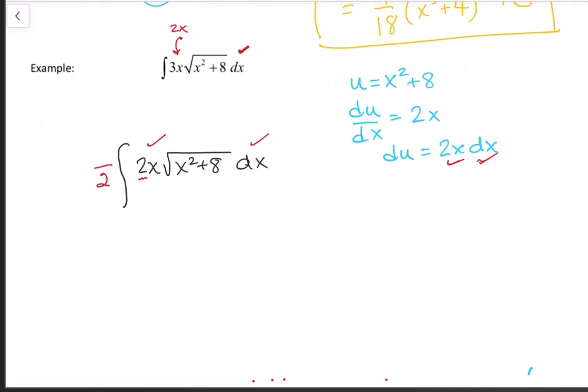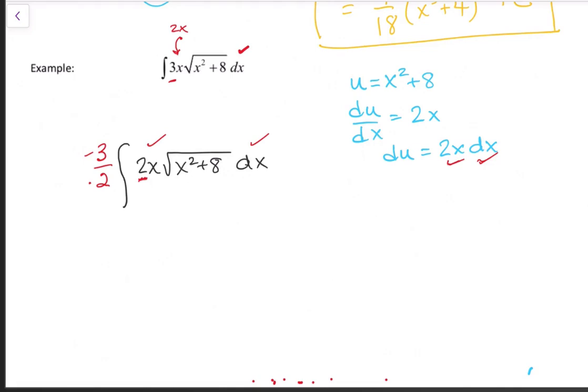But in this case here, I don't want to just get rid of the 2. I want to put back in what was there. I want to put back the 3. So instead of multiplying by 1/2 to get rid of the 2, I'm going to multiply by 3/2, because that will get rid of the 2 but put the 3 back in. So I will be back to that original problem.